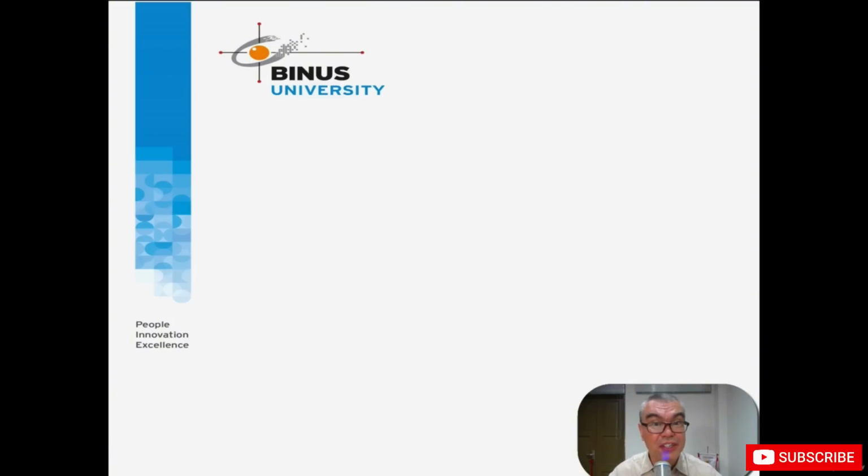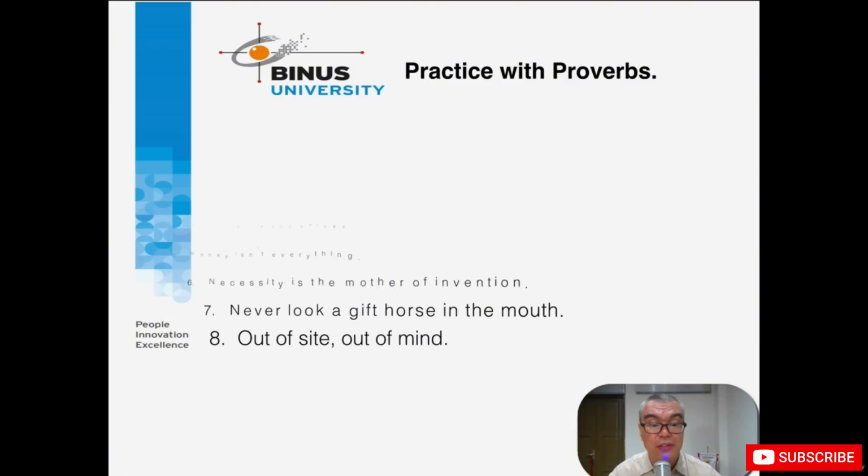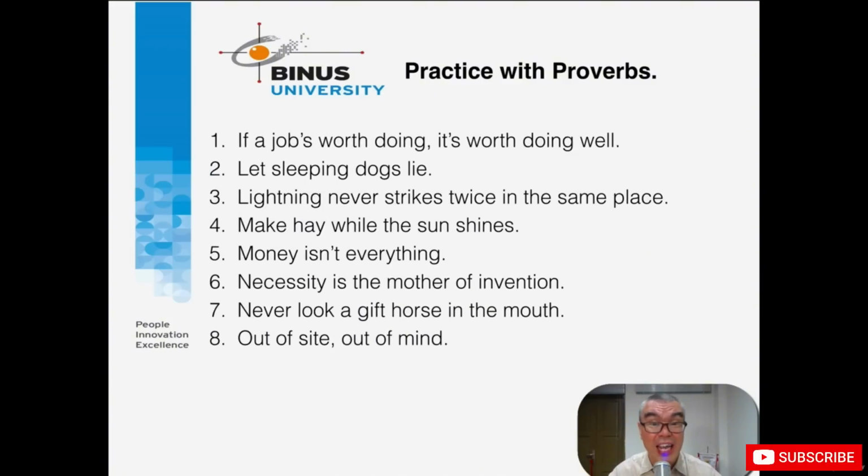If you're not confident, it's a good idea to do a bit of practice. So have a look at these and see if you can paraphrase them yourself. Rewrite these proverbs in your own words. I'll just go through this little list. I've given an 8 here for you to practice on. If a job's worth doing, it's worth doing well. Let sleeping dogs lie. Lightning never strikes twice in the same place. Make hay while the sun shines. Money isn't everything.